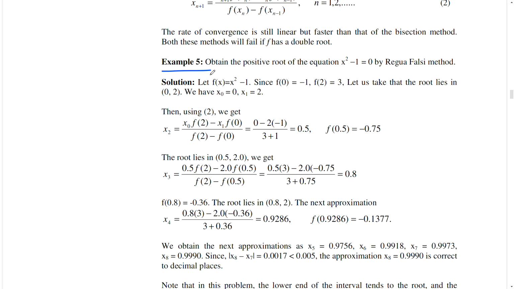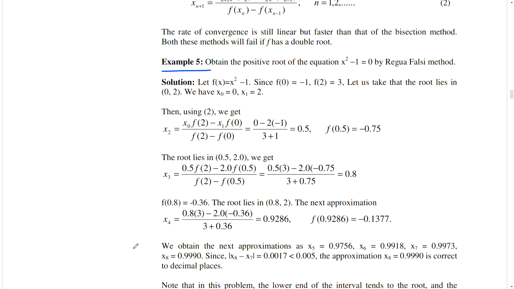We get x3 equal to (0.5 f(2) minus 2.0 f(0.5)) by (f(2) minus f(0.5)), that is, (0.5 times 3 minus 2.0 times minus 0.75) by (3 plus 0.75) equal to 0.8. f(0.8) equal to minus 0.36. The root lies in (0.8, 2). The next approximation x4 equal to (0.8 times 3 minus 2.0 times minus 0.36) by (3 plus 0.36) equal to 0.9286. f(0.9286) equal to minus 0.1377.